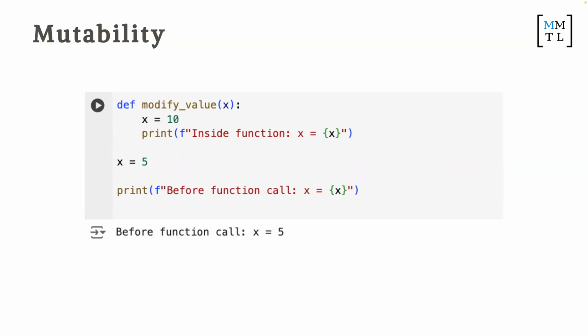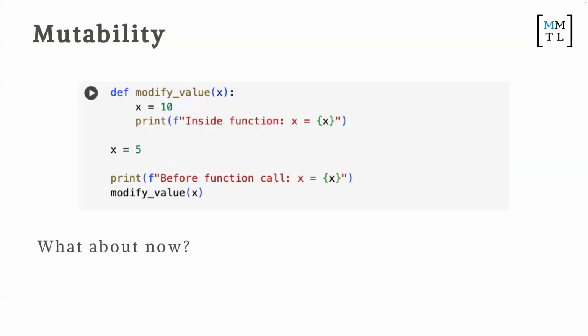But this is 5, right? Again, we haven't even called the function yet. So X is equal to 5 right now. We print before the function call, X is equal to 5. And then I call the modify value function, which takes in the input, makes X equal to 10, and then we print something. So what will we print here?